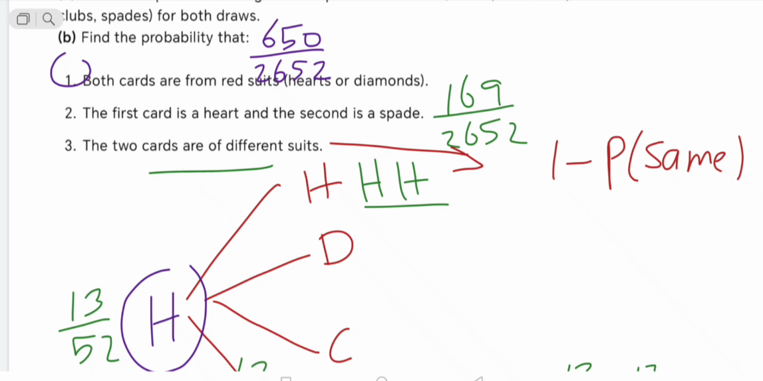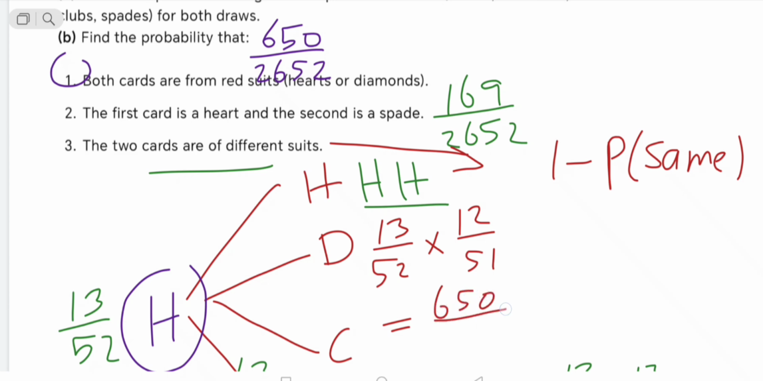So what is the probability of HH? The first H is 13 over 52, times the second H. Because you have already drawn one, the remaining is 12 over 51. So this is equal to 650 over 2652.